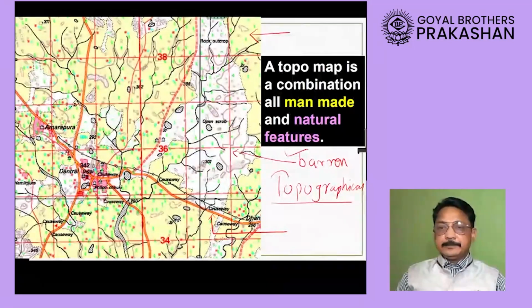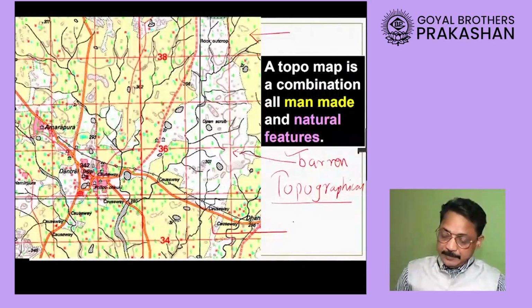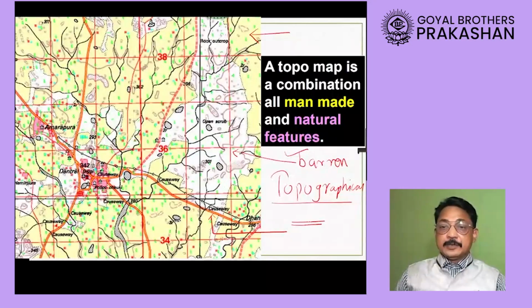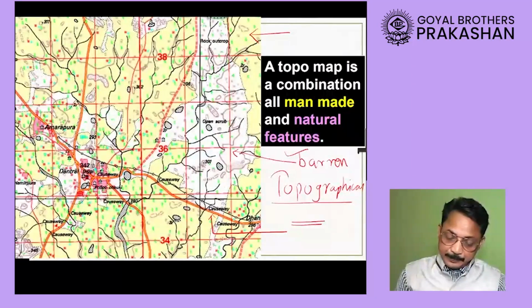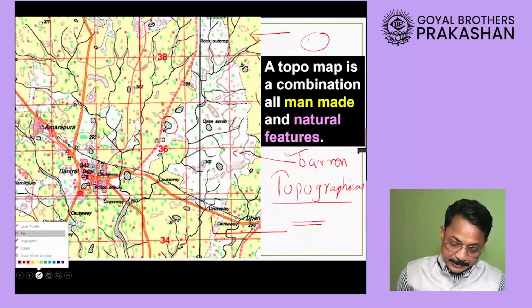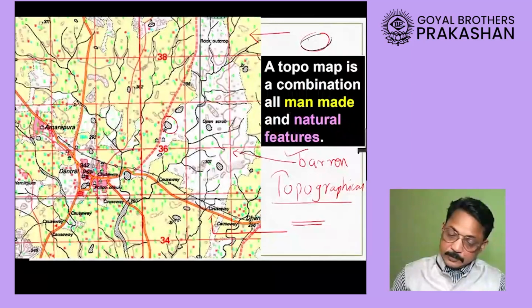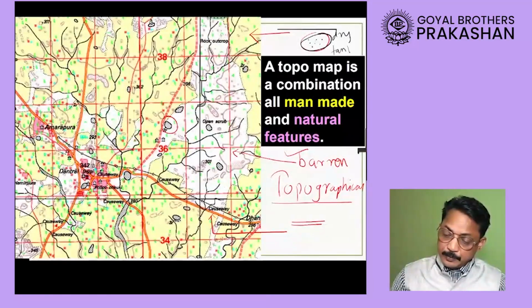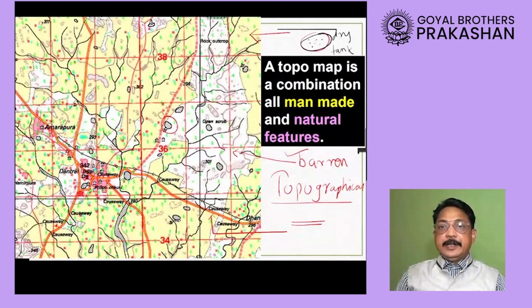So what are they doing? They are using different colors, they are using different symbols, they are using various signs. For example, if you see here a blackish colored thing with black dots in it, they have used here a sign to show something. Now this is a dry tank. Okay. Now we will be studying them all in detail step by step.